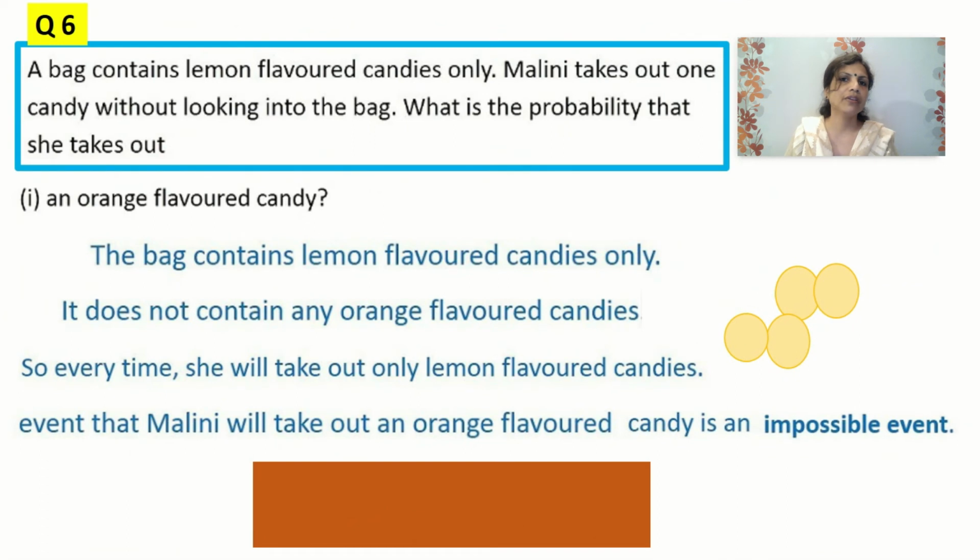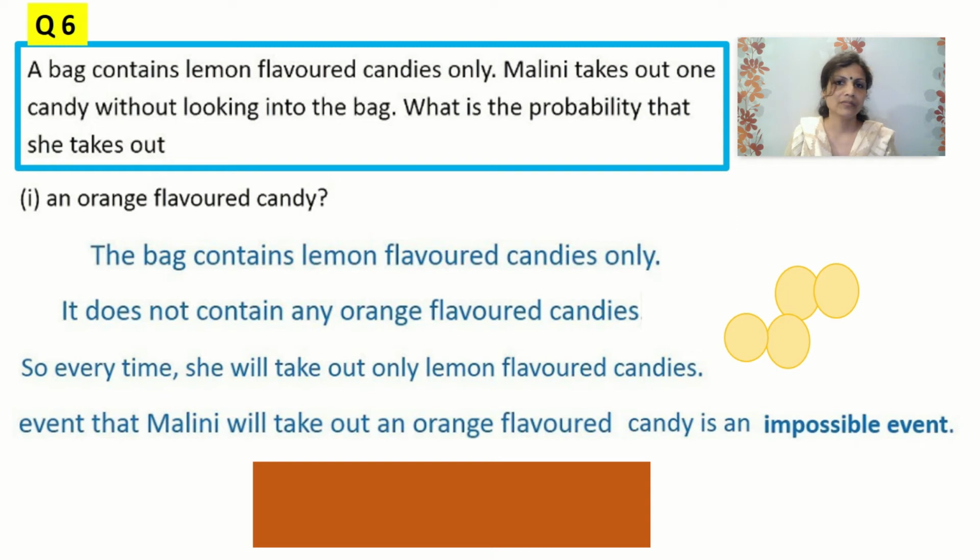In the previous video lesson, we have solved 5 examples. So here is question number 6. The question is, a bag contains lemon flavored candies only. Malini takes out one candy without looking into the bag. What is the probability that she takes out an orange flavored candy?